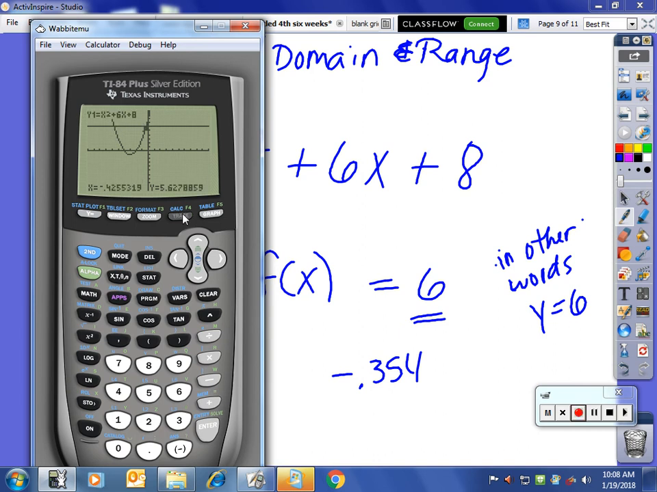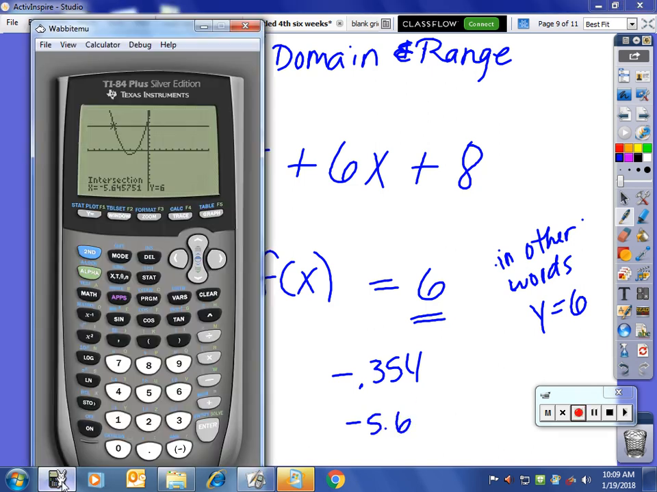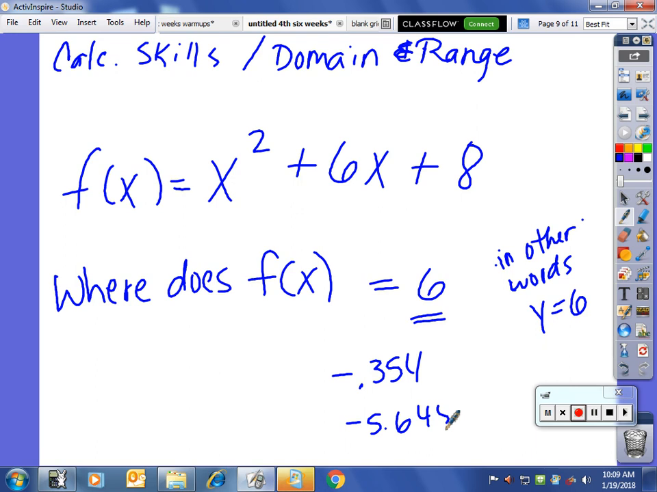Well, first you got to hit trace, and then scroll over there to the left till you're on the other side. And then do it again. Second function, calculate, intersection, first curve, second curve, guess. And sure enough, I've got another x value. Look what the y value is. 6. So what's the other answer? Negative 5.645.